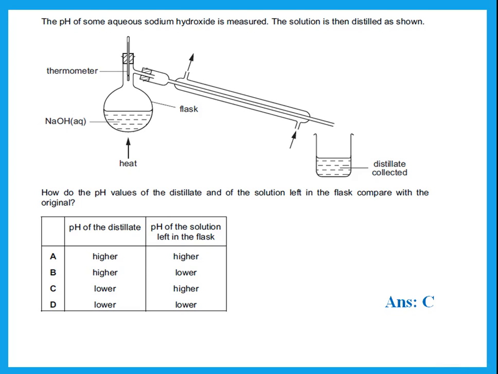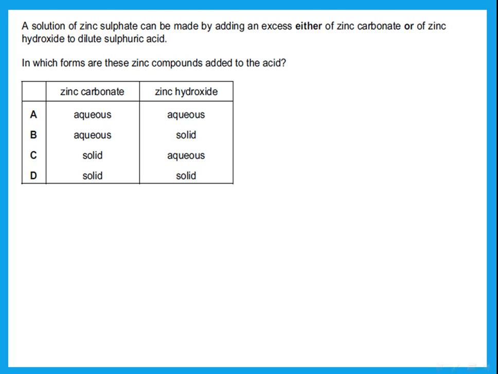Okay, the next one. A solution of zinc sulfate can be made by adding an excess either of zinc carbonate or zinc hydroxide to dilute sulfuric acid. So he's trying to make zinc sulfate. Now, he's going to react what with the dilute sulfuric acid? He's saying either zinc carbonate or zinc hydroxide. Now, which method are we using? Both zinc carbonate and zinc hydroxide are insoluble. So I'm starting with both of them solid. So he's actually going to need a neutralization reaction in which both the reactants are solids.